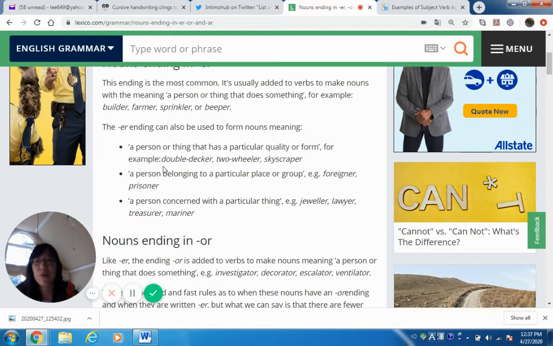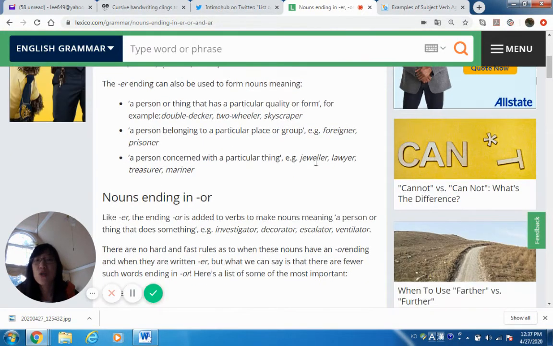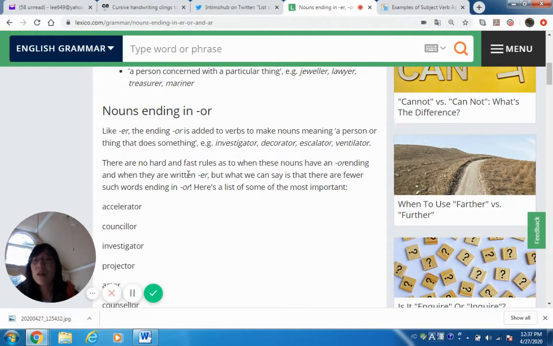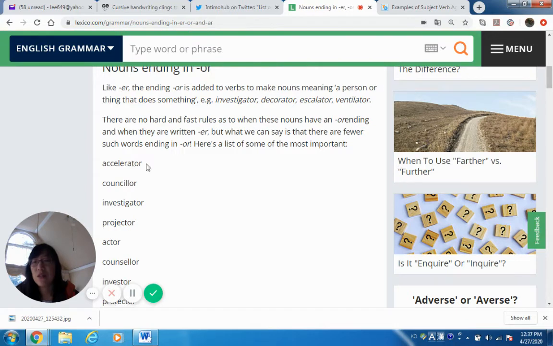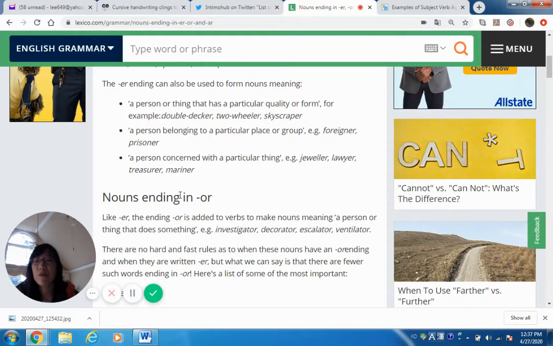So you could see there are more forms. Skyscraper, now that's a building. Two-wheeler, okay, that's a car. Double-decker, that's a bus. Another ER, foreigner, prisoner, jeweler, lawyer, treasurer. All these are ER and OR. OR, accelerator, counselor. So OR is the next common form.